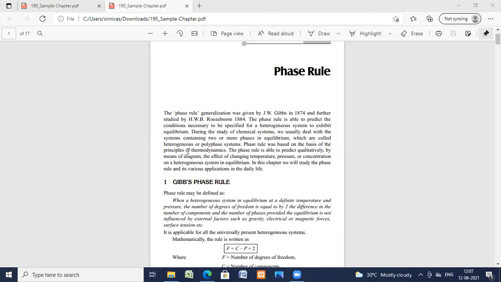So what is a phase? What are the examples? What is a component? What are the examples? What is degrees of freedom? What is Gibbs phase rule? We'll see. So here, how the heterogeneous system exhibits the equilibrium is studied under this phase equilibrium.